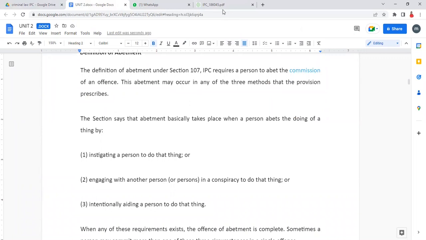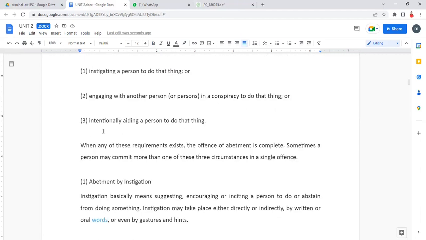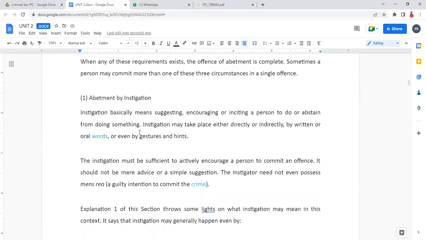Section 107 of the IPC mentions what abetment is. It requires a person to abet the commission of an offense. This abetment may occur in any of three methods. So there are three ways of abetting a person to commit a crime. First, instigating a person to do something; second, engaging with one or more other persons in a conspiracy to do that thing; and third, intentionally aiding a person to do that thing.